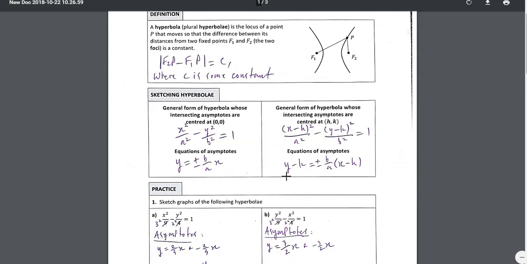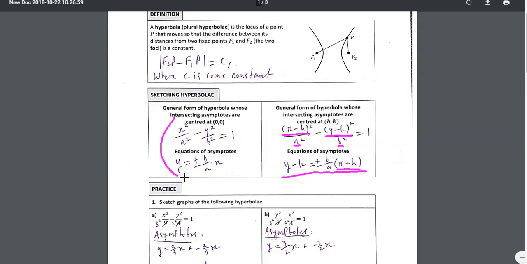So how do we draw these asymptotes? Well, we have an equation: y minus k equals plus or minus b over a times (x minus h). Looks complicated, right? y minus k is just whatever is written here. x minus h is just whatever's written here, and the plus or minus b over a is just plus or minus the thing that's squared here over the thing that's squared here. Those will give you two linear equations, like y equals mx plus c, and you know how to plot linear equations. So you'll be able to graph those asymptotes easily.